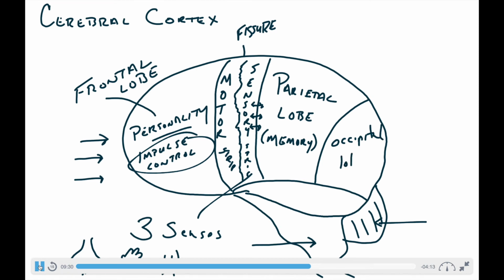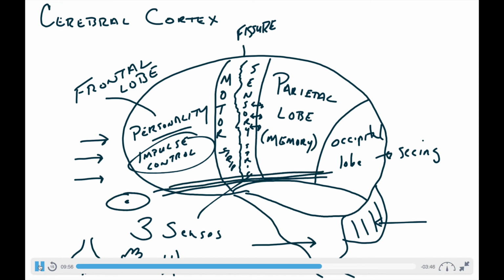Now, the occipital lobe is seeing. This is the part of the brain that's going to interpret the signals that are coming in from your eyes. Now, this always struck me as kind of funny because obviously your two eyes are up here, right? But there are big bundles of nerves that run directly from the eye back here into the occipital lobe, and that's where that information is kind of stored. So this is where seeing is.